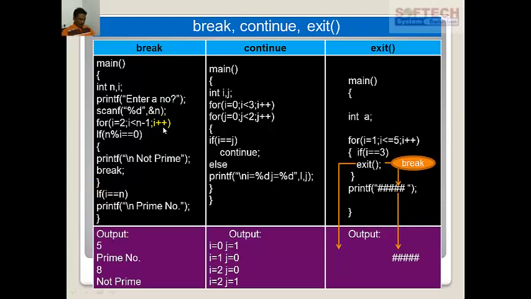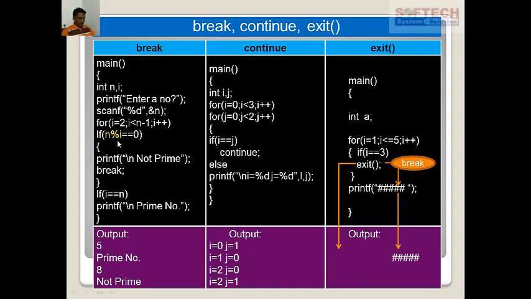It continues the outer loop. Now the I value is 4. 4 less than 4, condition false, so it comes out. So what is the value of I? The value of I is 4. Now here we put equal to, less than or equal to. 4 less than or equal to 4, the condition is true.